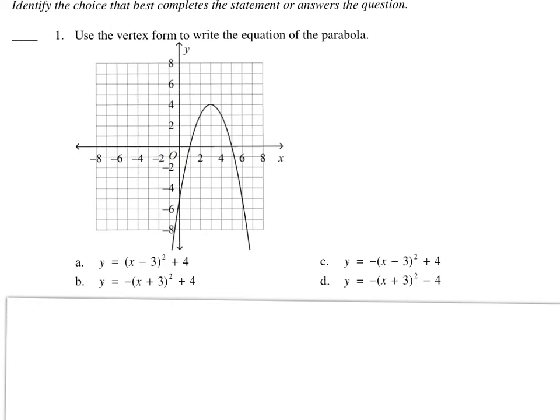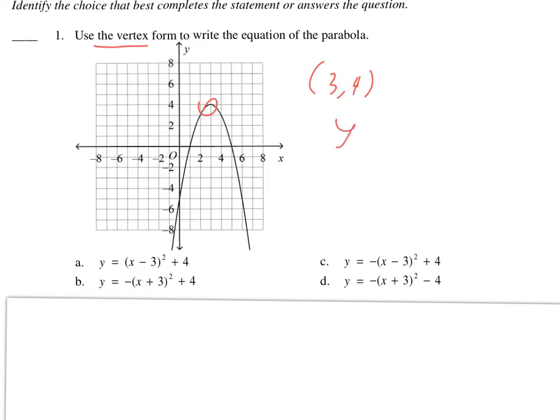All right, let's start off on number 1 here. So like it says here, use the vertex form, and I would actually just use the vertex to write the equation of the parabola. So I noticed the vertex right there would be at 3, 4.